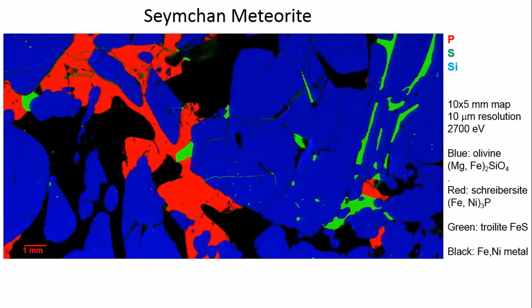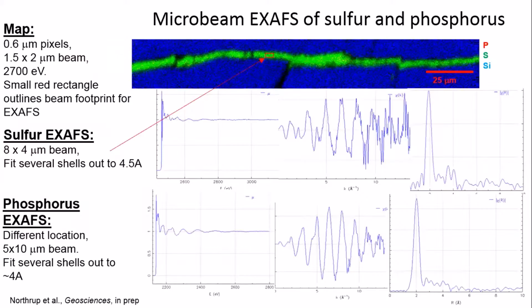If you look more closely at right about dead center of that image, there's a small green hairline through an olivine grain. Taking a very close look at that, we see that it's a very thin vein of sulfide in the olivine. We did a close-up map with a very small beam, 1.5 by 2 micron beam at 2700 eV. And then we set the beam size to 4 by 8 microns, which is marked out in that small red rectangle pointed to by the arrow. That's the beam footprint for microbeam XAS.